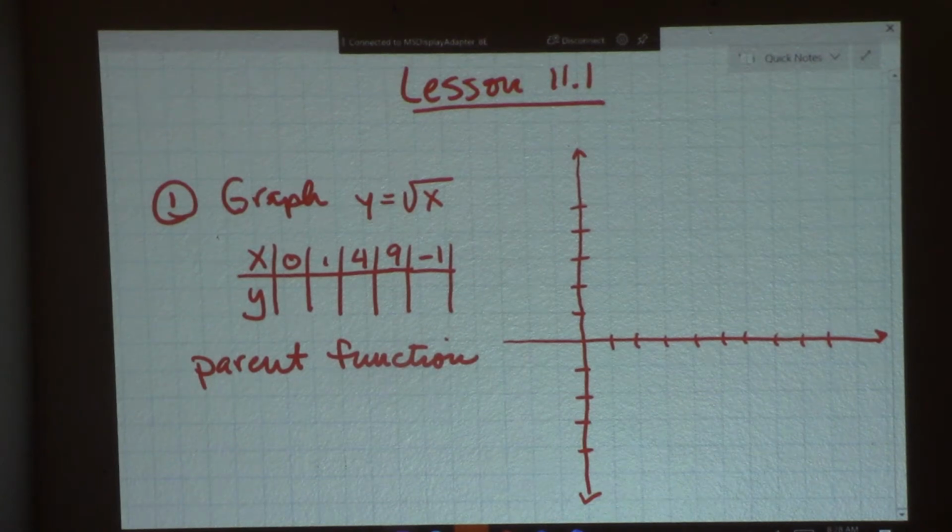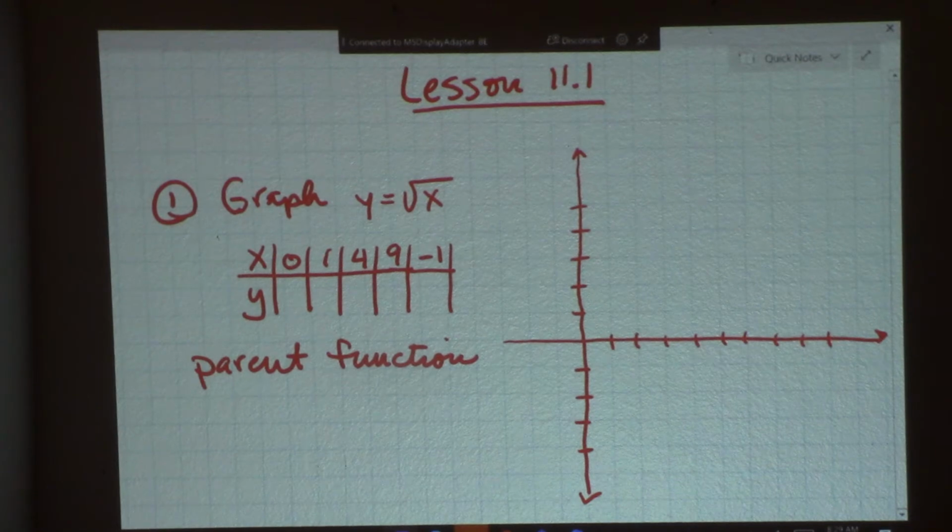Now, I chose these numbers on purpose. They are all perfect squares. So the square root of 0 is 0, the square root of 1 is 1, the square root of 4, right here on my table, is 2, the square root of 9 is 3, and I chose those numbers because they can be perfectly solved when you take the square root.